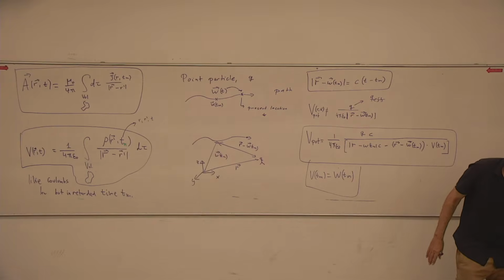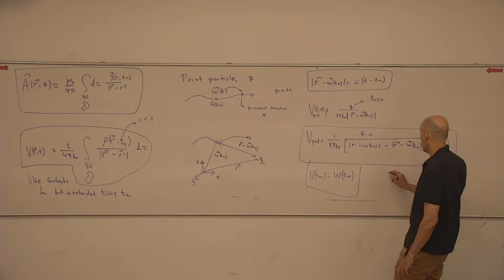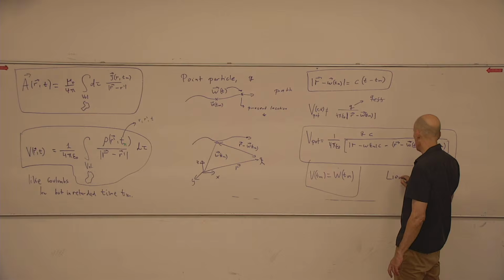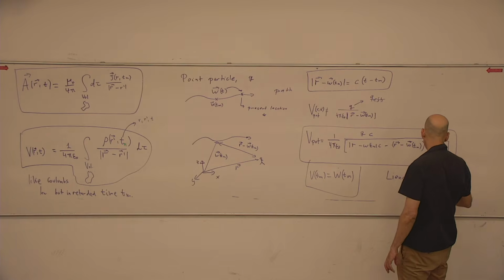And this is also very basic in some sense, because what am I talking about? The potential of a moving charge. Now this potential is called Liénard-Wiechert.